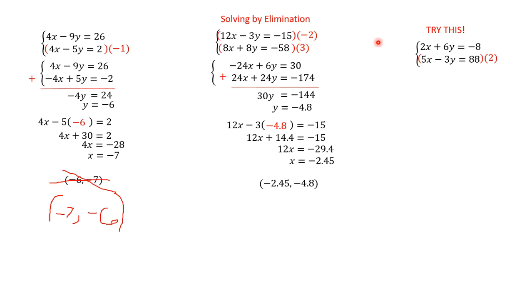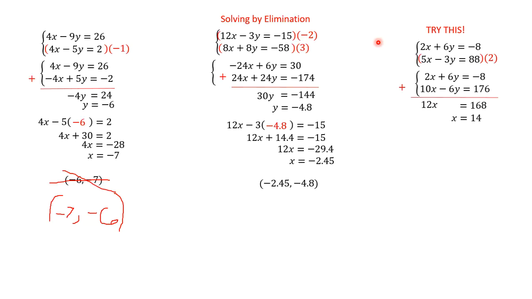So let's multiply the bottom by 2 to get 10x minus 6y equals 176. Top one stays the same. We can add them together. This time the y's will go away, and we'll end up with 2x plus 10x is 12x, and then equals 168. We can divide both sides by 12 to get x equals 14.